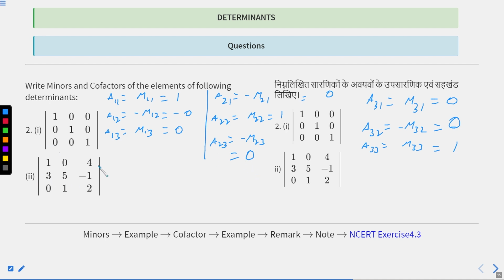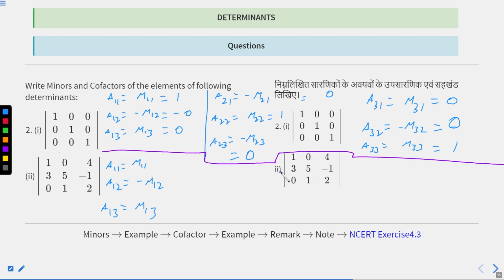Now for this one, I will be doing it directly. A11 is the same as M11. A12, you all know by definition, will be this thing, and this will give me -1 times M12. I'm just directly writing. A13 will be M13. Simple.